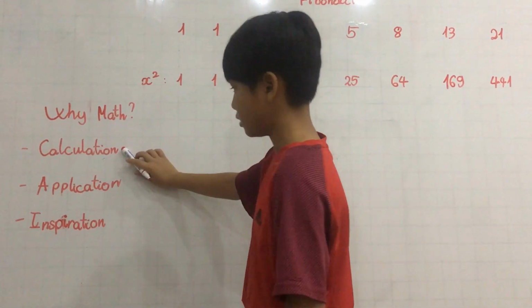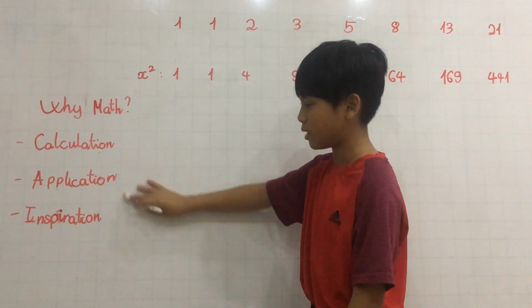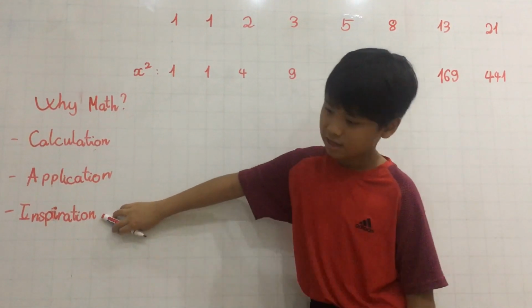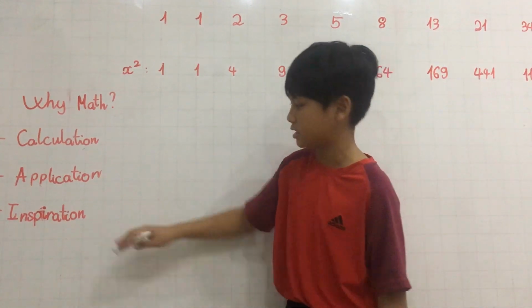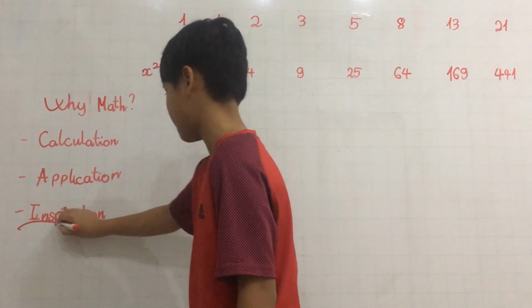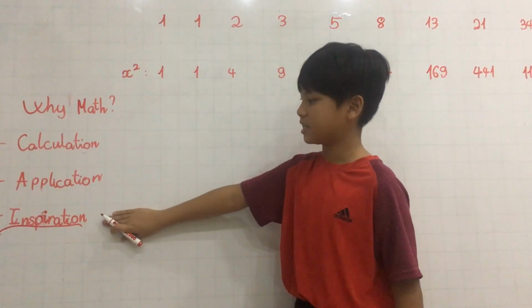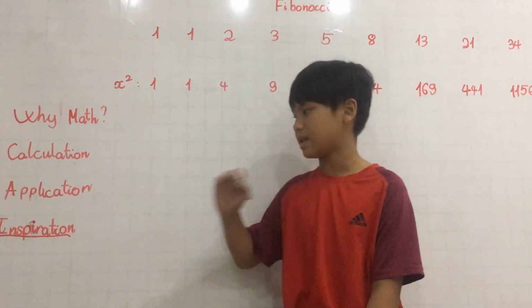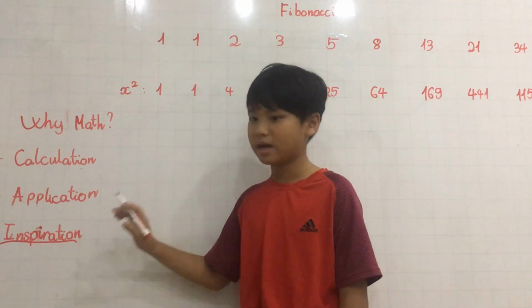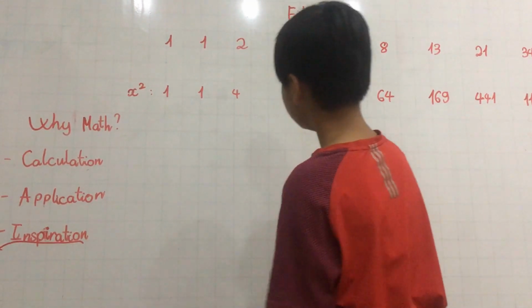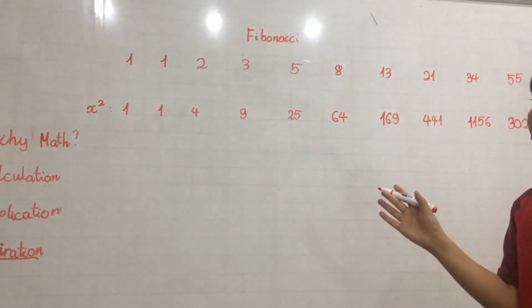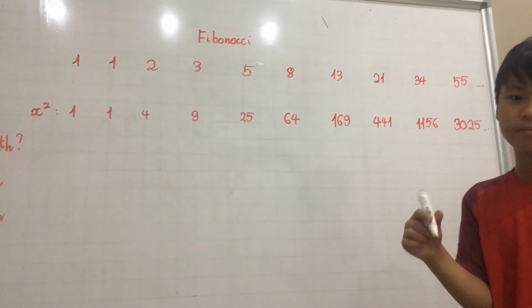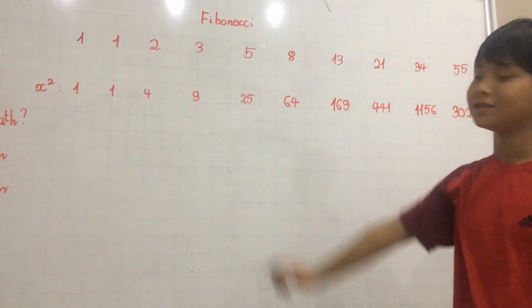First, it is calculation, next, application, but unfortunately, we spend the least time on inspiration. Inspiration is very important because we spend our time on it and we like it, so it will make our math better. Here, we will have a fan favorite of everybody, the Fibonacci numbers.